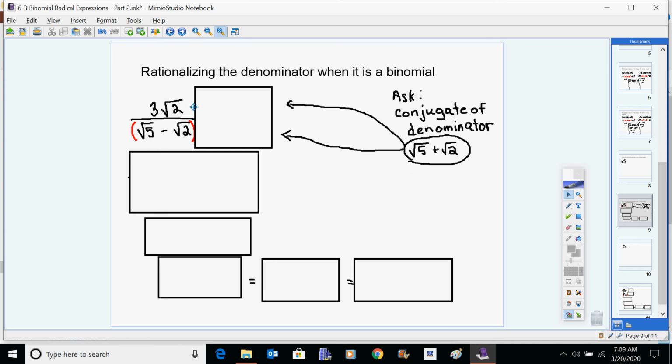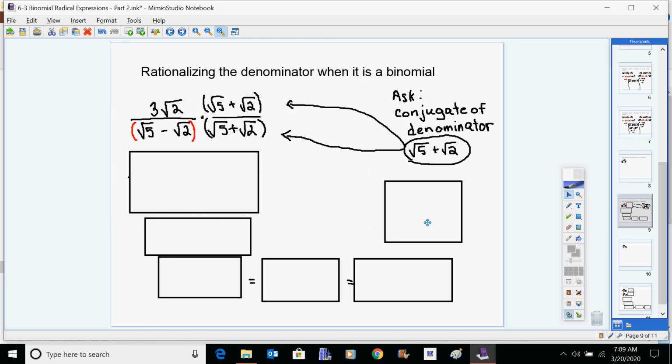And then remember, we can always multiply by 1 and get the same answer. So we're not changing the value of this original thing, we're just simplifying it. We're making it look a little bit different so that we get those radicals out of the denominator. So we're going to multiply by square root of 5 plus square root of 2 over square root of 5 plus square root of 2. Because this is going to serve the purpose of making us get a whole number in the denominator and doing what we call rationalizing that denominator.